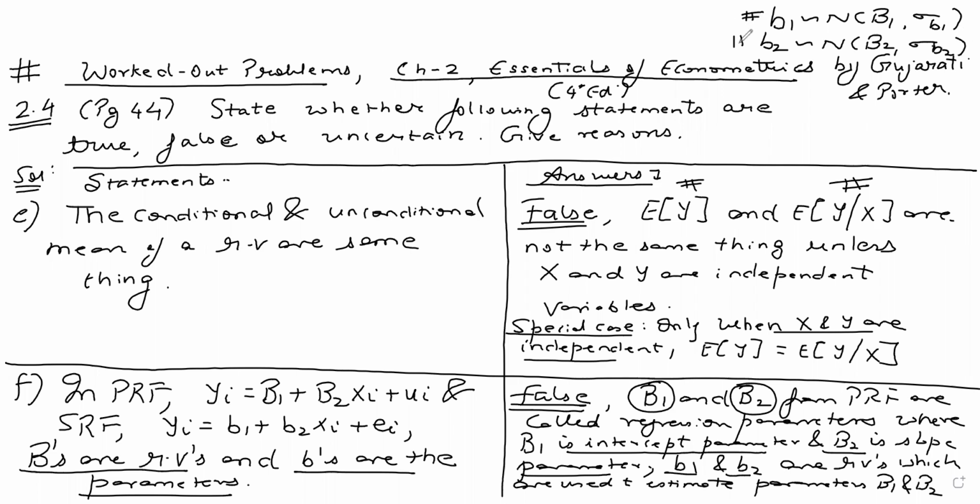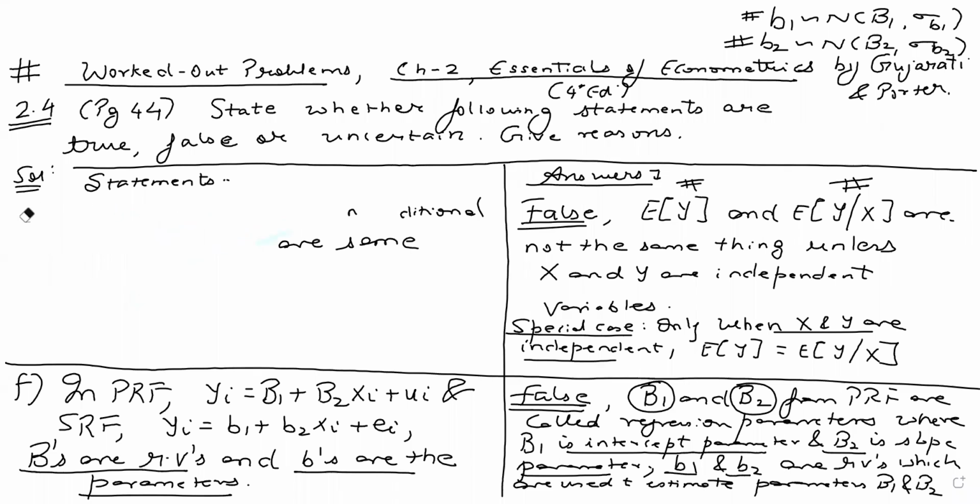We have done this in our lectures on hypothesis testing and linear regression, which is chapter 3, but I'm using it in this lecture also. You should know that small b1 and small b2 are the random variables which are used to estimate the parameters capital B1 and capital B2. Okay, let's look at statement G.